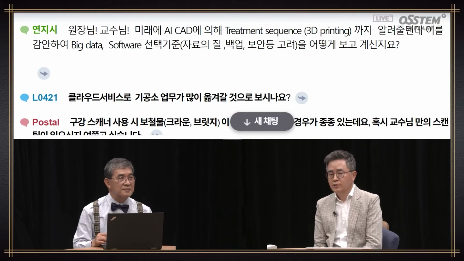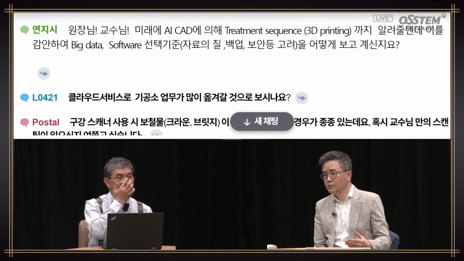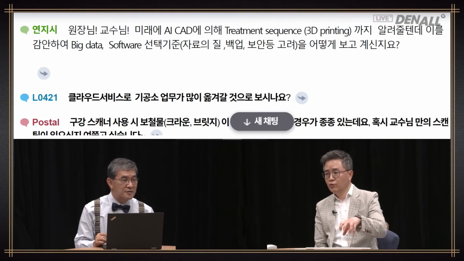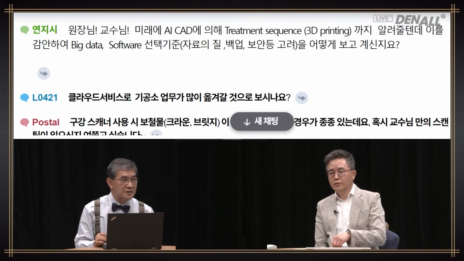If you look at the process of processing scan data, let's take orthodontic treatment as an example. You need to segment the boundary of individual teeth. You can do it manually or you can automate it. Labeling is required to use as a basis.